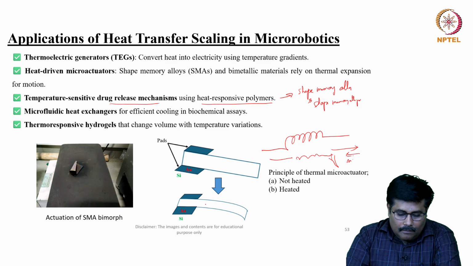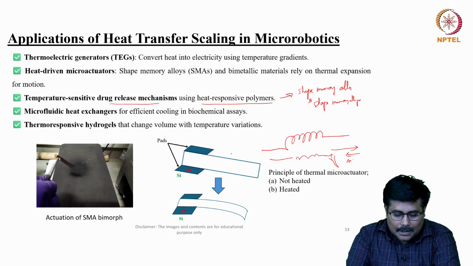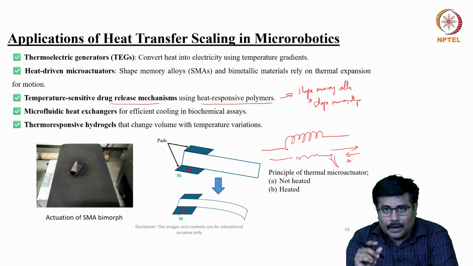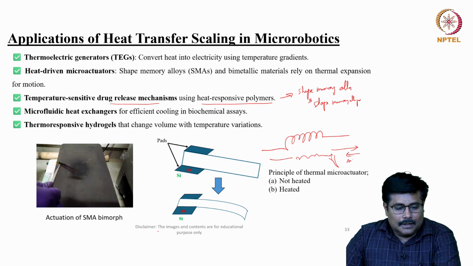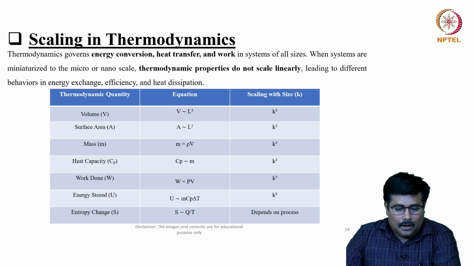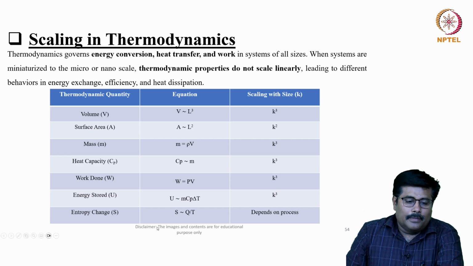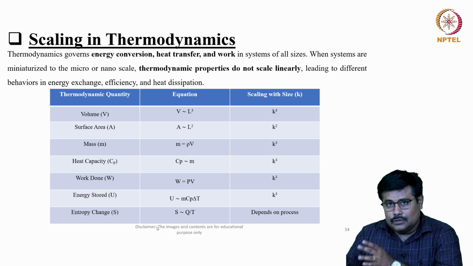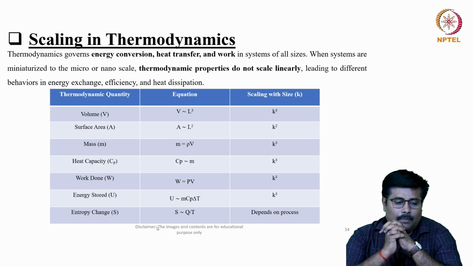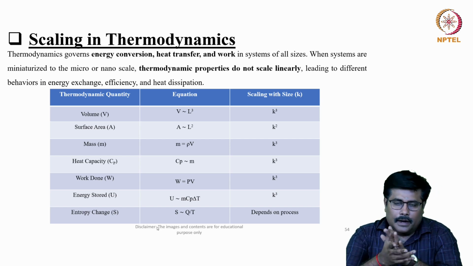Ideally we have an SMA bimorph, and there are pads, and when we give an electrical pulse to these pads, it gets actuated, and we can see a system working. Now, if you closely observe the different process parameters which cater towards this shape memory alloy requirement, the heat transfer requirement or heating related aspects.